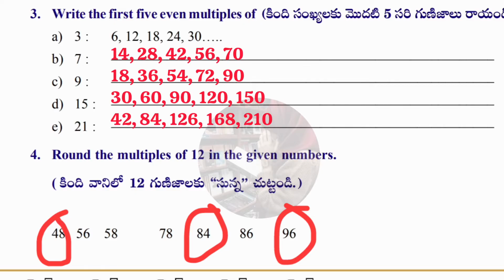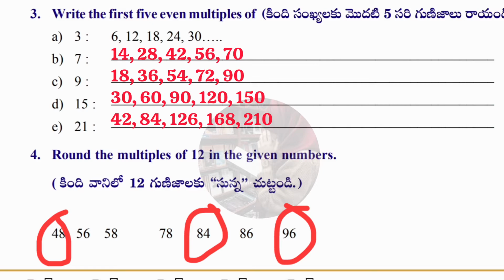Okay guys, let me explain once again. 48 is a multiple of 12, means 12 4s are 48. 84 is a multiple of 12, means 12 7s are 84. Then 12 8s are 96, that's why 96. Now it's clear?